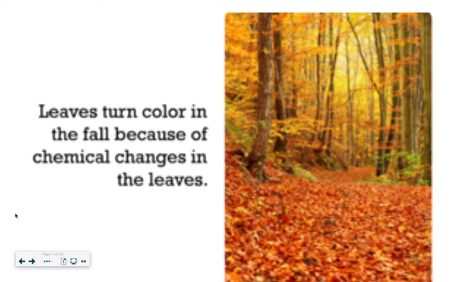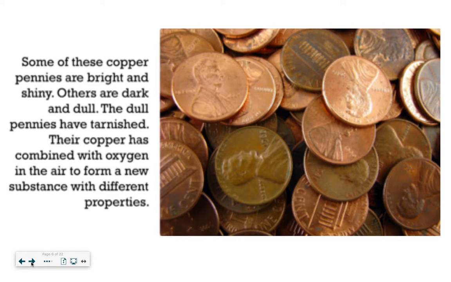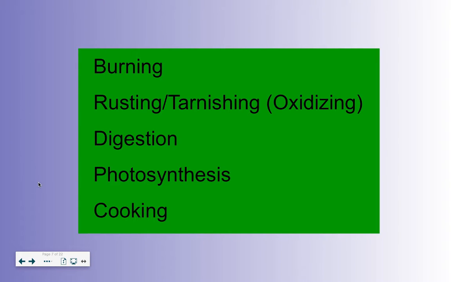So some examples of chemical reactions: leaves turning color in the fall, anything burning, copper tarnishing. So you can make a list of examples of chemical changes: burning, rusting or tarnishing, digestion, photosynthesis, cooking. All of these turn items into new items.